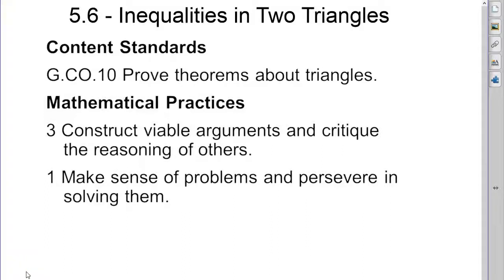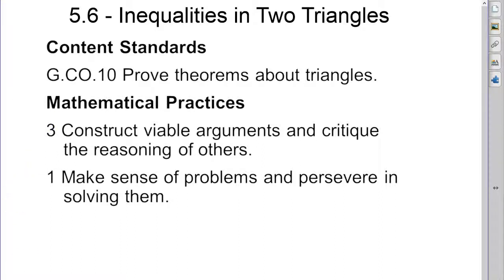Okay, so here we go. This is section 5.6, inequalities in two triangles. The biggest problem with this section, honestly, is the theorems are long. There are two pretty long theorems in the hinge theorem and the converse of the hinge theorem. But again, we're still working with triangles and proving relationships within them.